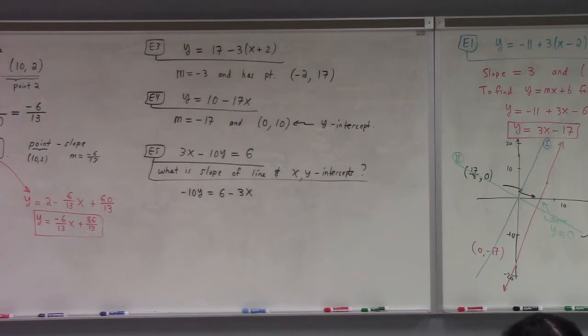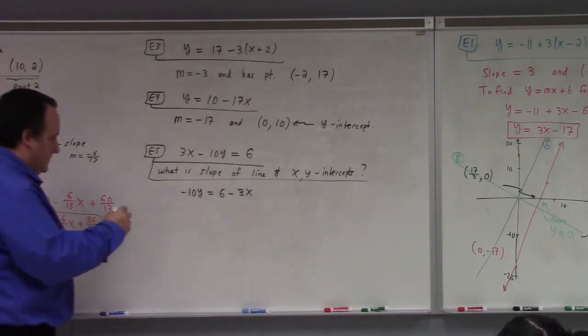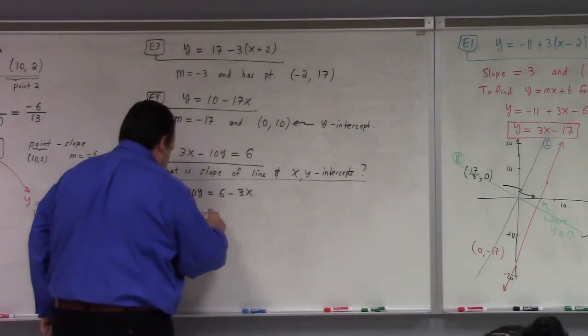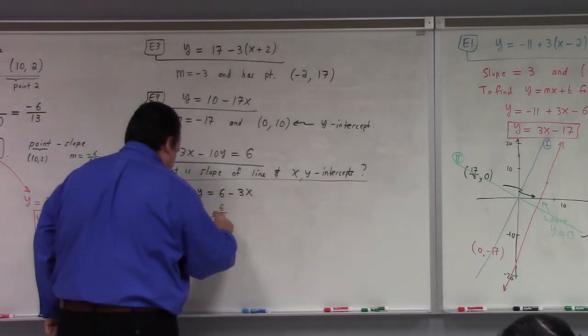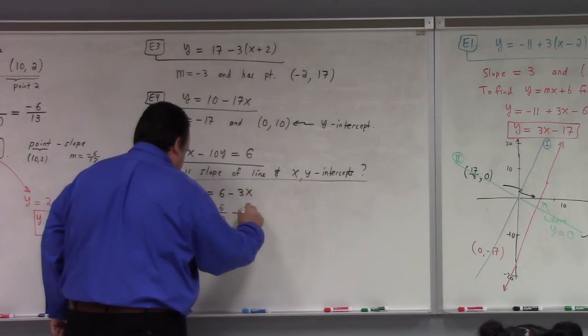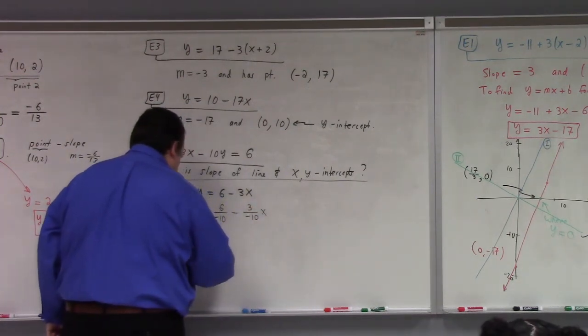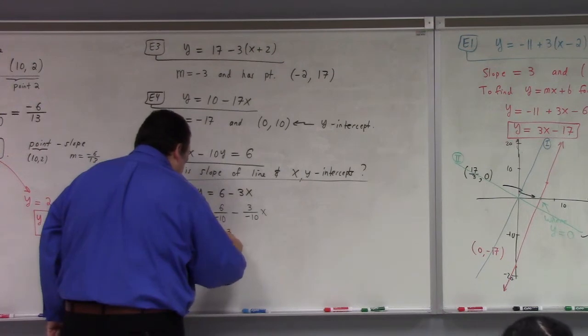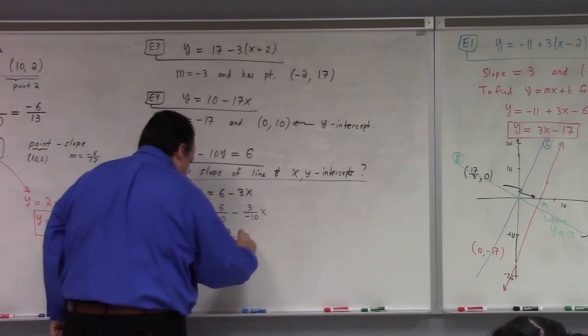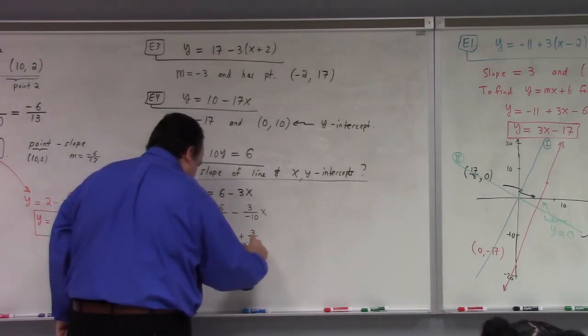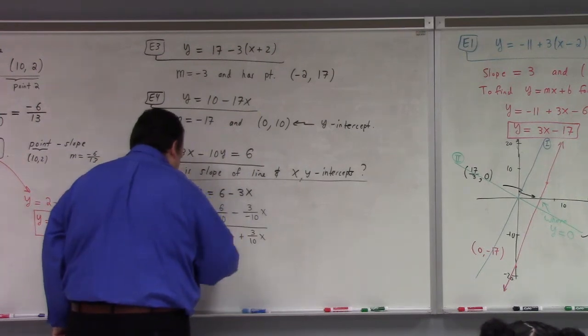Divide by 10, well, minus 10, right? So y equals 6 over minus 10, minus 3 over minus 10, x. Let me clean it up a bit. So y is minus 3/5 plus 3/10 x.